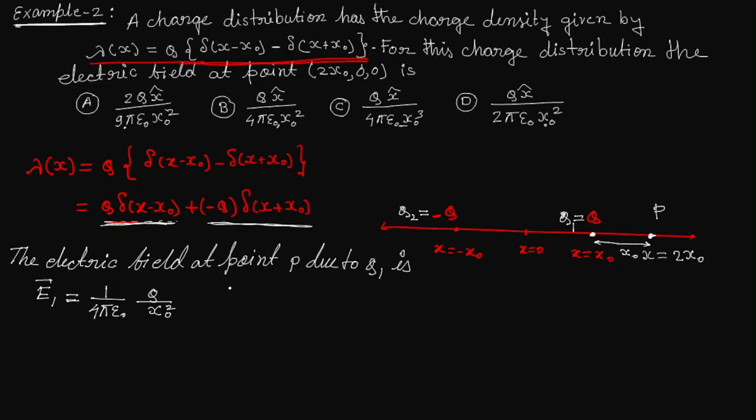And what will be the direction? For direction, let's see, this is the source charge. The source charge in this case is positive, so the electric field will always be away from the source. So you can see here at this point, away from the source will be along this direction. And what is this direction? This will be the positive x direction. So we can write x cap. So this is the electric field at point P because of q1.